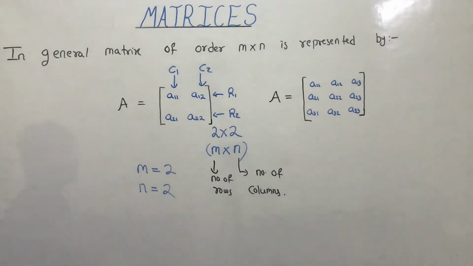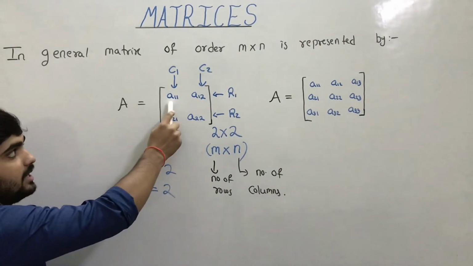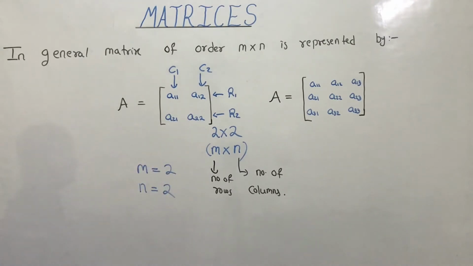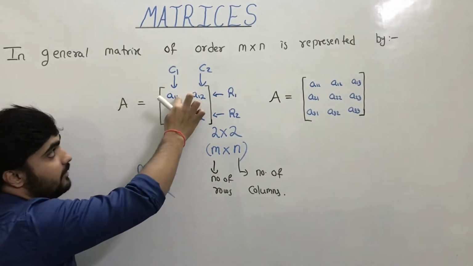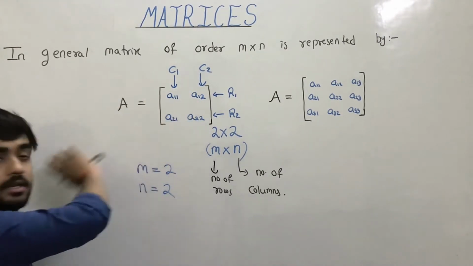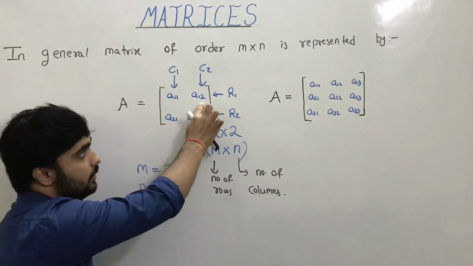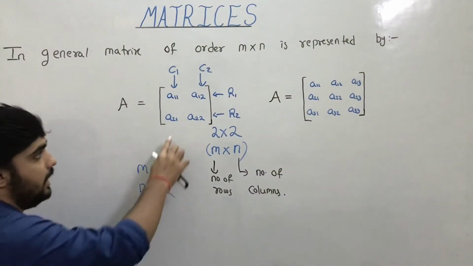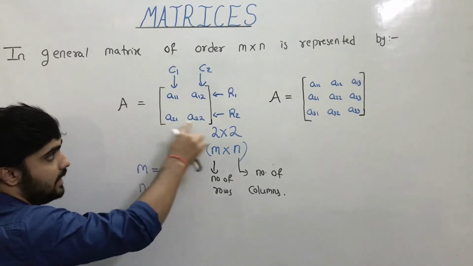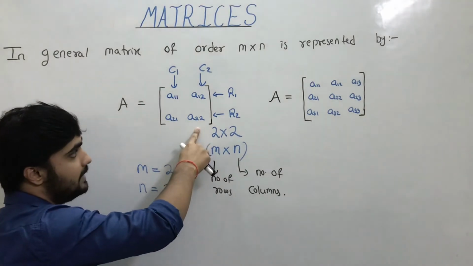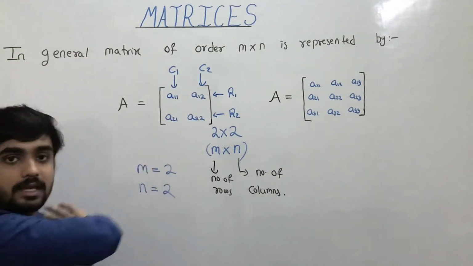Now the elements inside the matrix we represent in general as a11, a12, a21 and a22. So a11 means first row and first column. This first one is the row and this is the column. a12 means first row and second column. Similarly, a21 means second row and first column. Similarly, a22 means second row and second column.